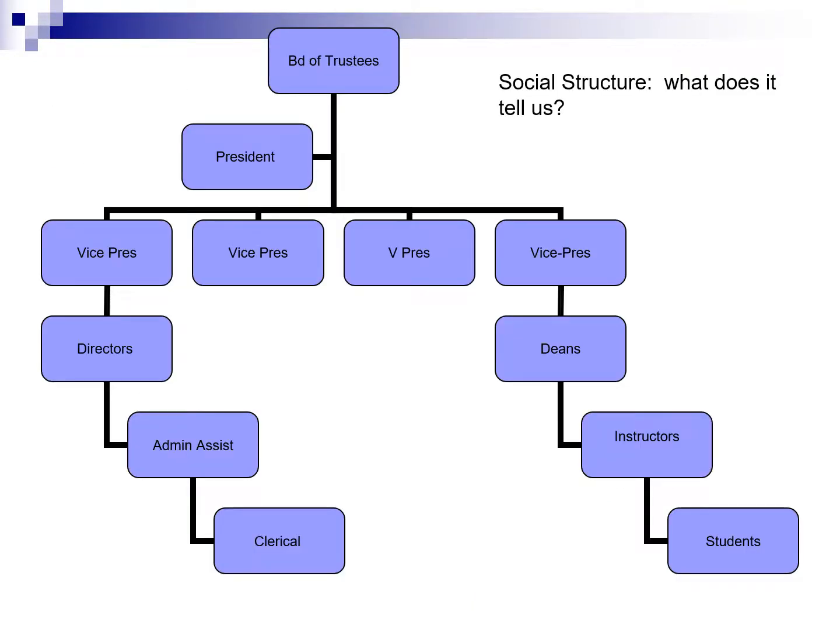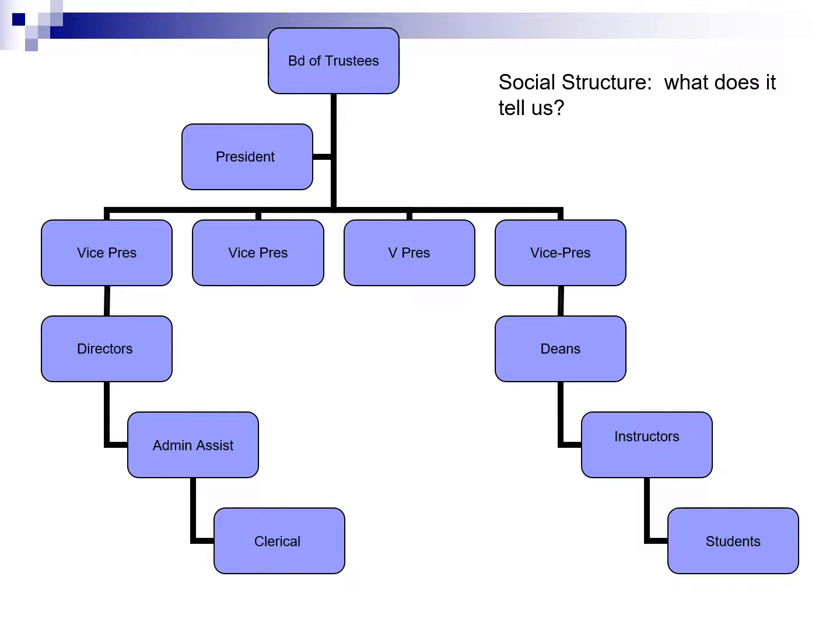Here I've made a small organization chart using El Camino as an example. It's not the full organization chart, but I think it will give us an idea as to what we're talking about in terms of social structure. We see at the top there is a board of trustees. Underneath is a president. Underneath the president are 4 vice presidents. I think there's actually 5 now. Bureaucracies tend to grow along the way.